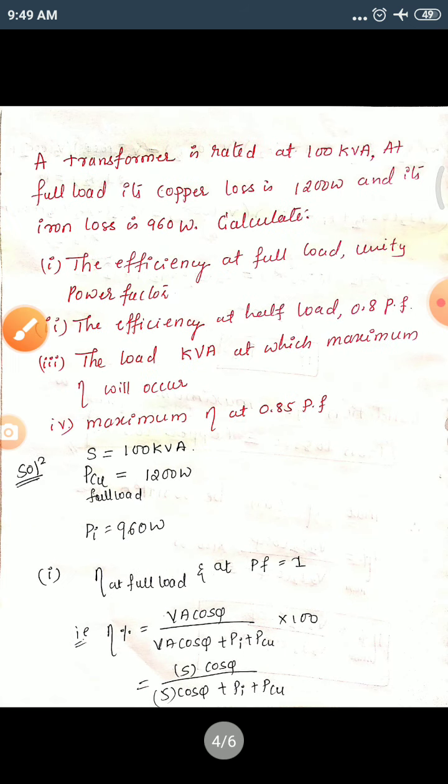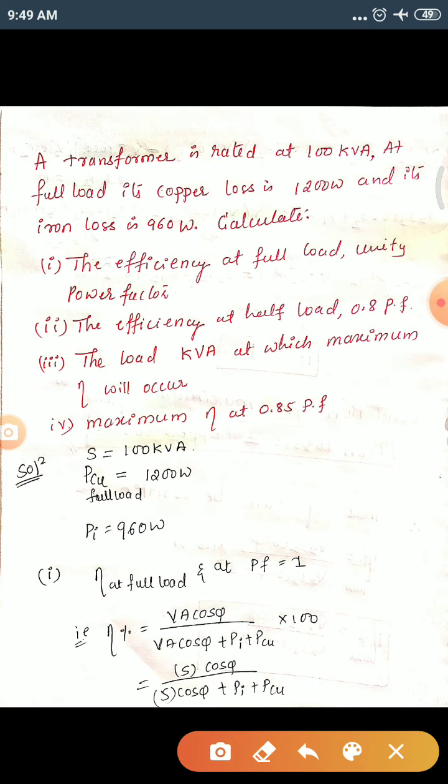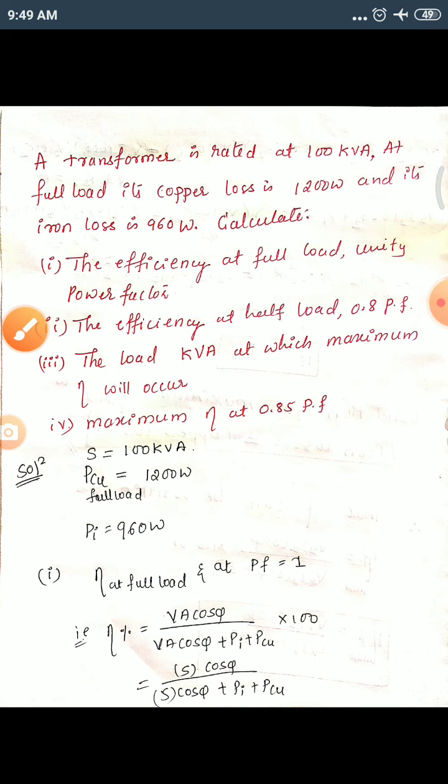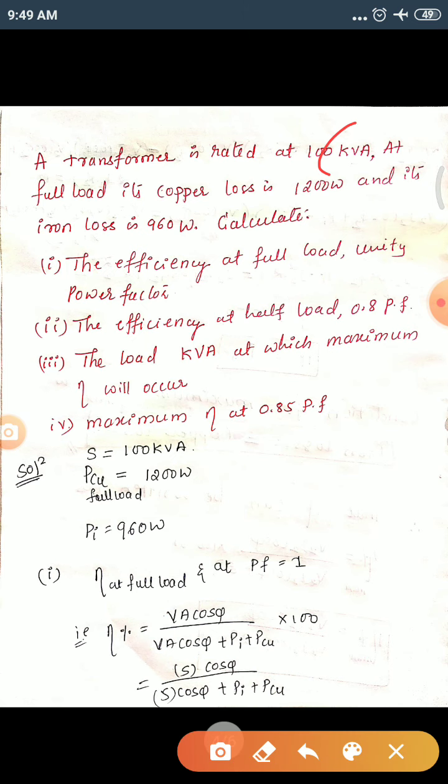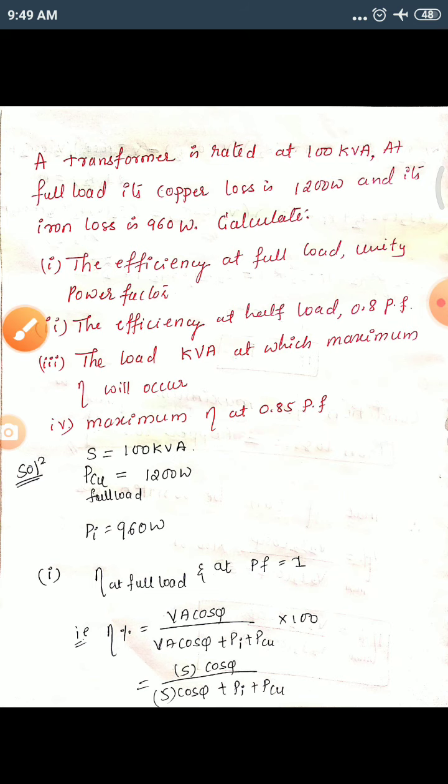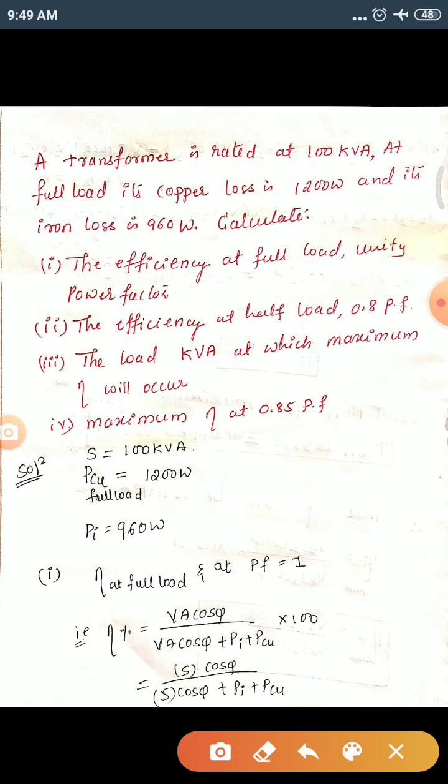Okay, let's see the numerical on this one. A transformer is rated at 100 kVA. Remember one thing: the rating of the transformer is given in kVA, that is S is equal to VA, and in terms of kilo we are going to take it in kVA. So the transformer is rated at 100 kVA.